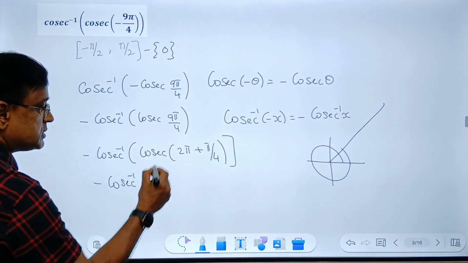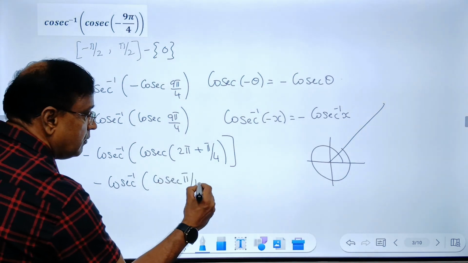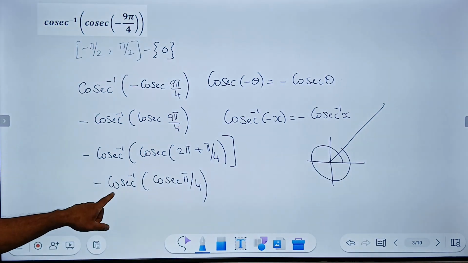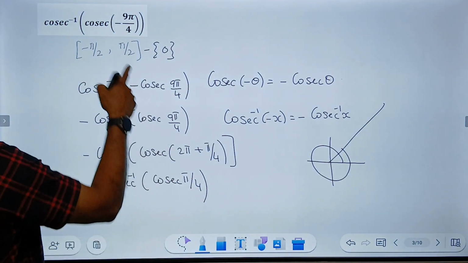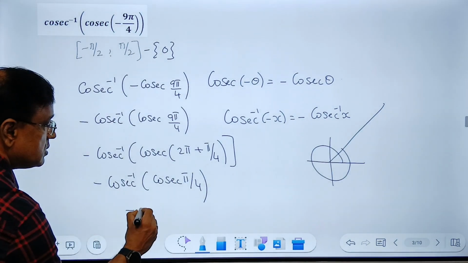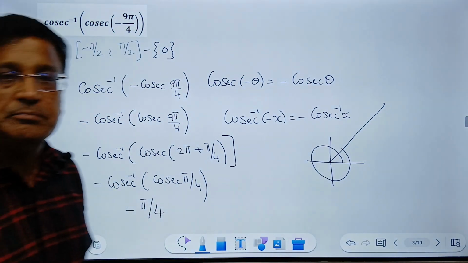Cosecant is positive. This is a supplementary angle. Therefore, this is cosecant pi by 4. Now, what is cosecant inverse of cosecant pi by 4? I can confidently write it as pi by 4 because it lies in the principal range. So the answer is minus pi by 4 because the minus is already existing.